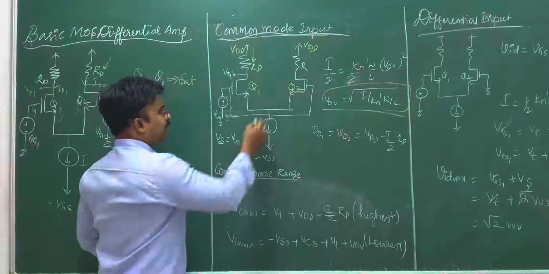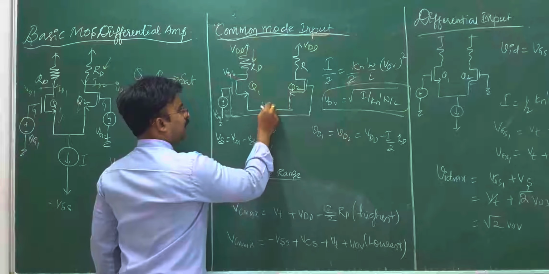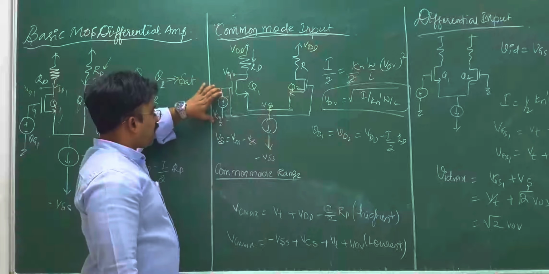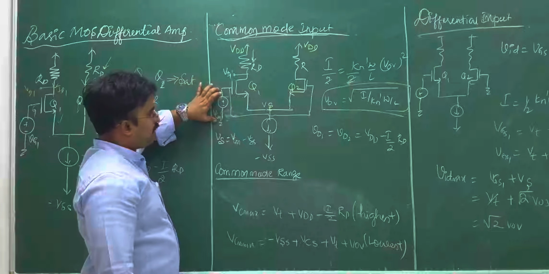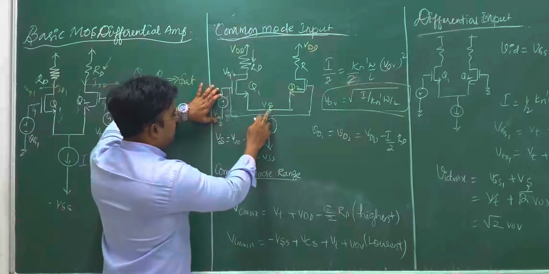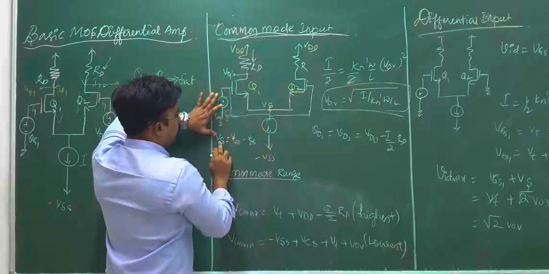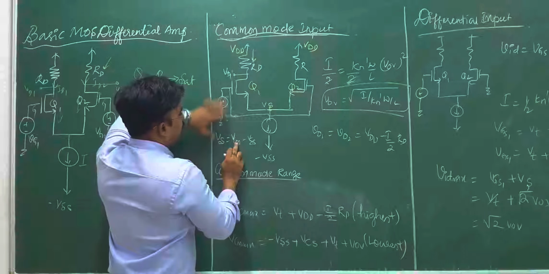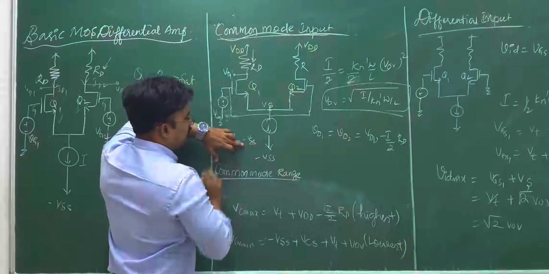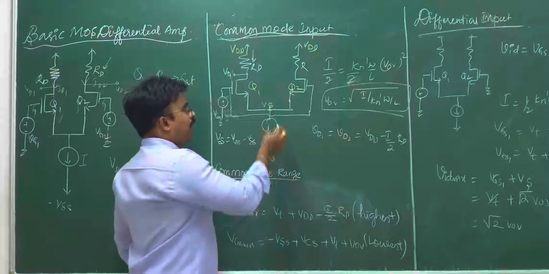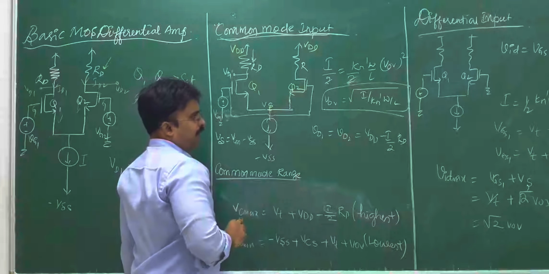Now you can observe this voltage is a source voltage. Now if I provide a common mode input, the source voltage can be measured by just applying KVL to this. Vs is nothing but VCM minus VSS. Now coming to the output voltage, what you need to find?